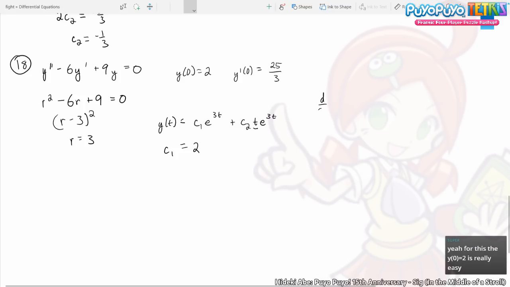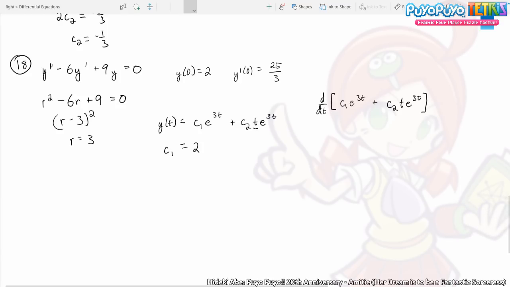So what? I actually have to use the product rule here. Okay, so for this first... Wait, what did I put, x? It's a t. Anyways, 3c1 e^(3t). There's that one. Plus c2 e^(3t) plus 3c2 t e^(3t), right? Okay.